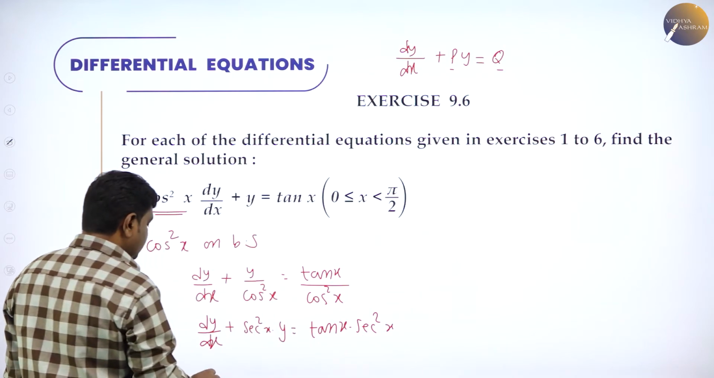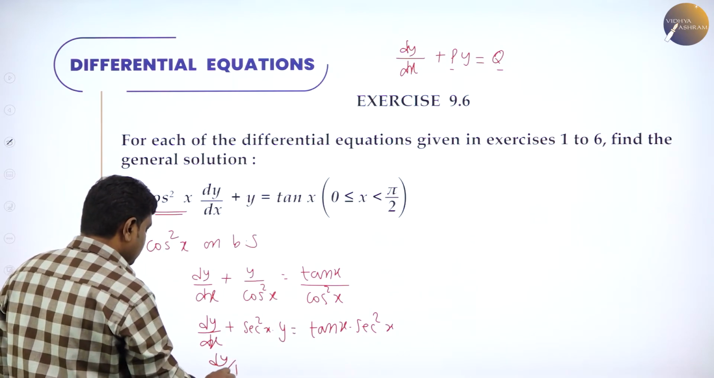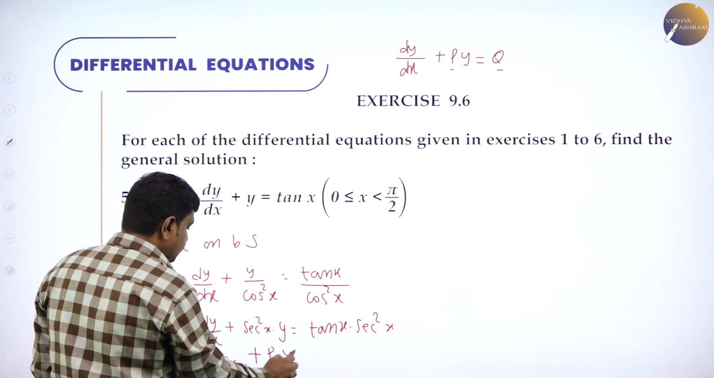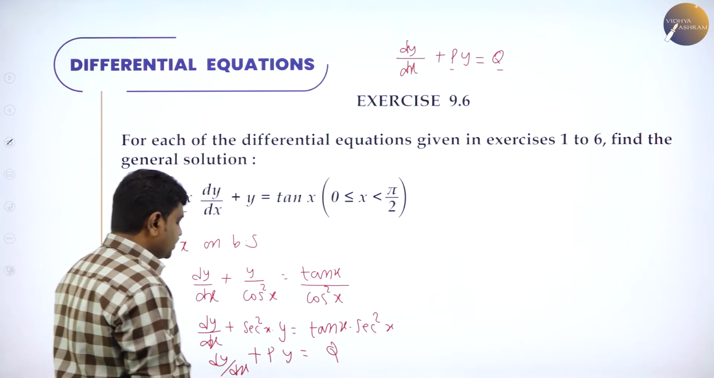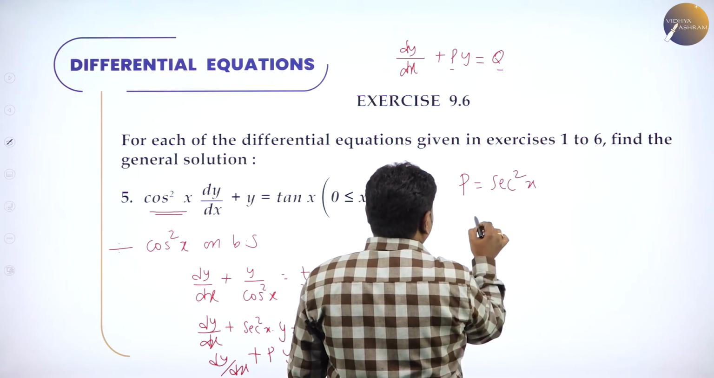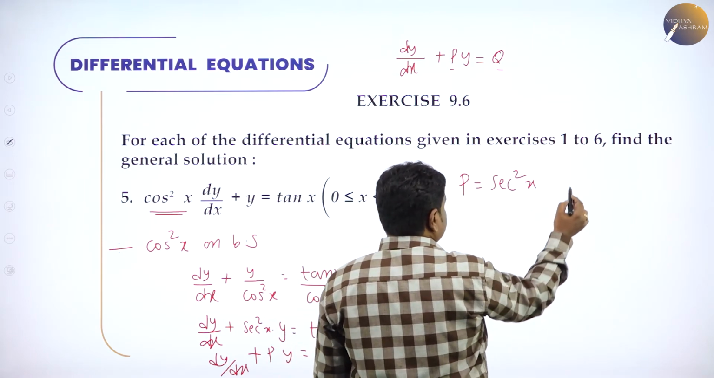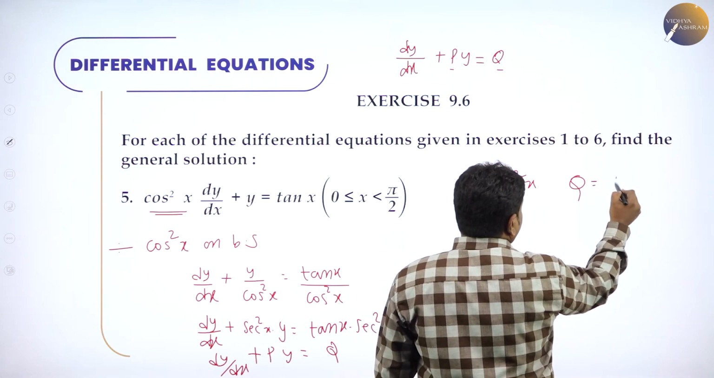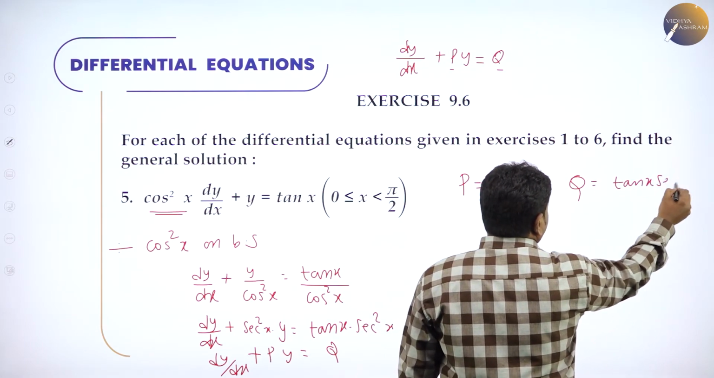Now it is in the form dy by dx plus py equal to q. By method of comparison, write p. So what is p? P is secant square x. Now what is q? Q is tan x into secant square x.